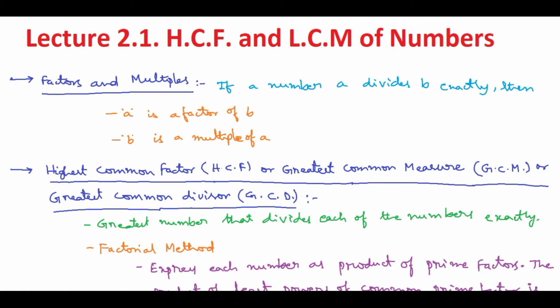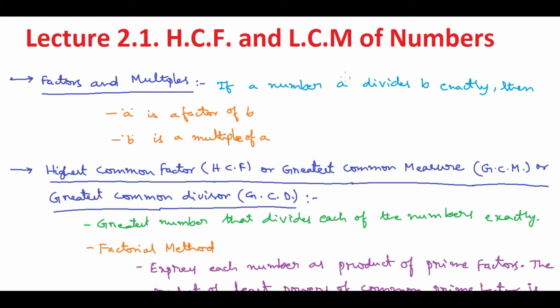Okay, so let us see what are the things here. I will keep on using pink color here, so please observe the change so that it will be better for us. First, factors and multiples. First we need to know these two things. What does it mean by factor and what does it mean by multiple?